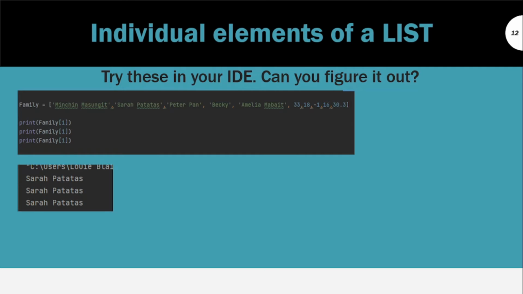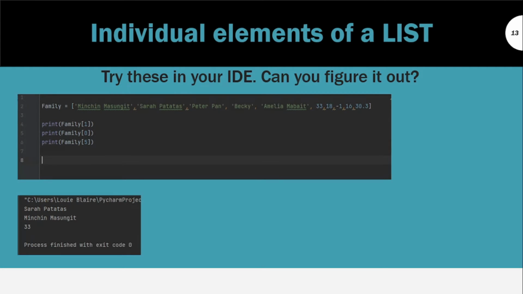So, all you have to do is to type the keyword print and then enclose in a parenthesis, tawagin natin yung pangalan ng array which is family, add a square bracket, and inside the square bracket class, doon natin ilalagay yung index location. So, if we have print family 1, it will print Sarah Patatas. If we duplicate it 3 times, the answer would still be the same. It will print Sarah Patatas thrice.